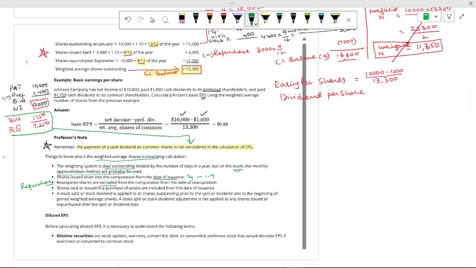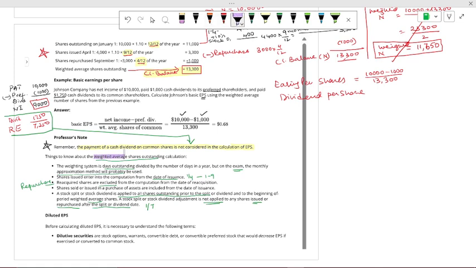A stock split or stock dividend is applied to all shares outstanding prior to the split or dividend, and to the beginning of the weighted average shares. A stock split or stock dividend adjustment is not applied to any shares issued or repurchased after the stock split. When they issue the stock dividend or stock split on 1st of September, as simple as that, if you are holding the shares before that date, you are eligible. If you hold the shares after that date, you are not eligible to get the stock split. Just make it a point.